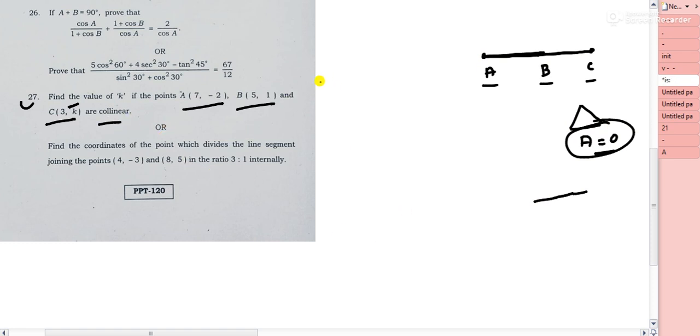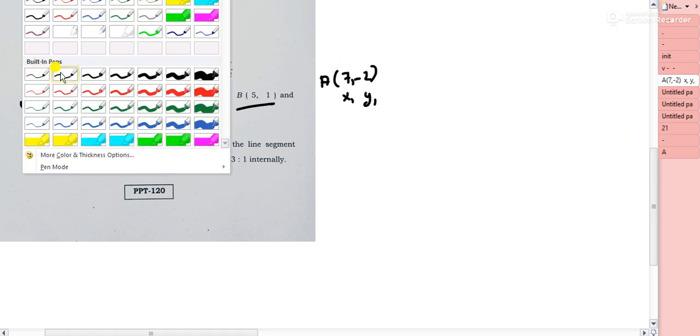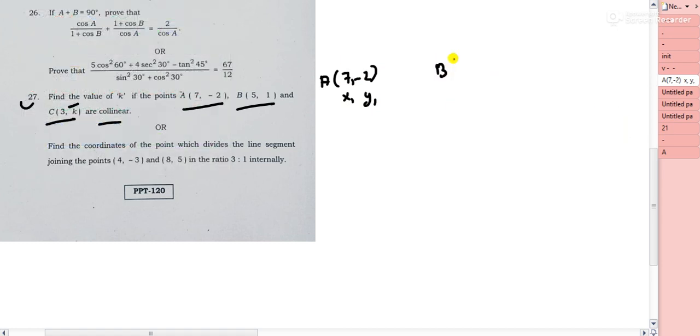Got it? So first you write A as 7 comma minus 2, and this is x1, y1. Now you have to take the values of B and C as well. So let me write it here. B is 5 comma 1, this is x2, y2, and C is 3 comma k, and that is x3, y3. Got it?